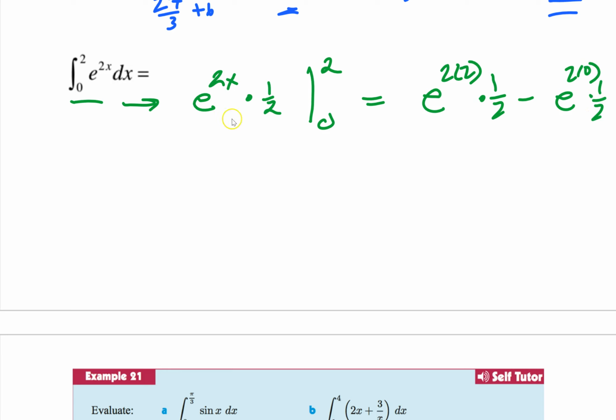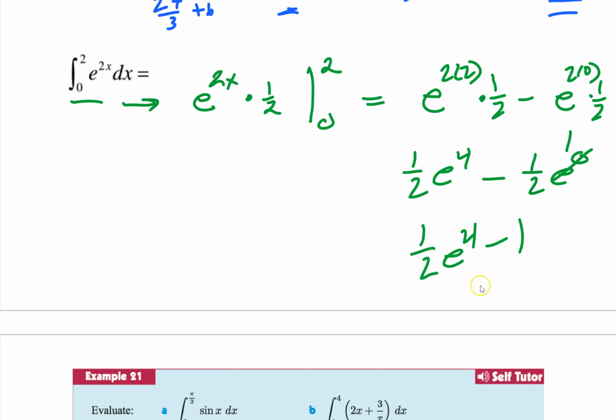Alright, so again, just integrate like you normally would. It's a little harder to integrate than normal. This was like a reverse chain rule. But once you do that, it's the same thing, top minus bottom. Over here, I get 1/2 e to the 4th minus 1/2 e to the 0. Now, keep in mind, this is not 0. E to the 0 is 1. So that 1/2 is still kicking. It's 1/2 e to the 4th minus 1/2.